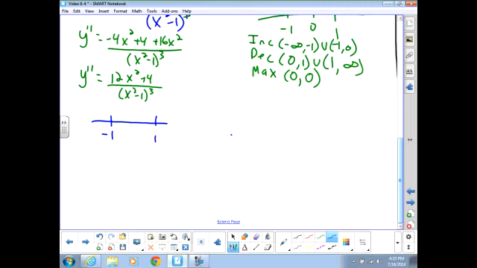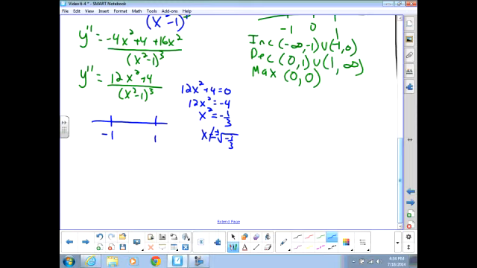Now in our numerator, that's what will make the fraction 0. So we'll have 12x squared plus 4 equal to 0. That's 12x squared equals negative 4. When you divide by 12, you'll get negative 4 twelfths, which reduces to negative 1/3. And if you go to take the square root, you get x equals plus and minus the square root of negative 1/3. Well, that's imaginary, so that will never happen. So negative 1 and 1 are the only things that we will need on our number line.